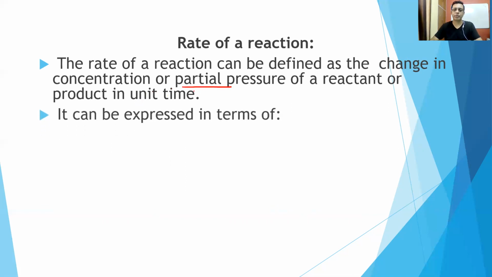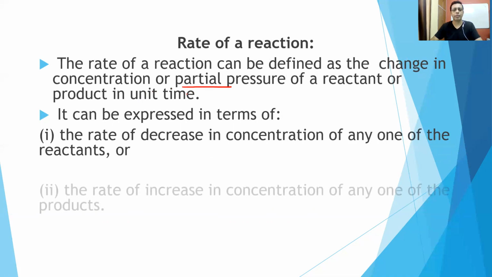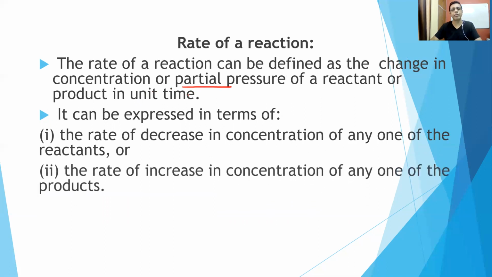So this rate can be expressed as the decrease in concentration of any of the reactants, or it can be expressed as the increase in concentration of any of the products. Suppose you have a reaction where A plus B react to produce C plus D, where A and B are the reactants and C and D are the products.